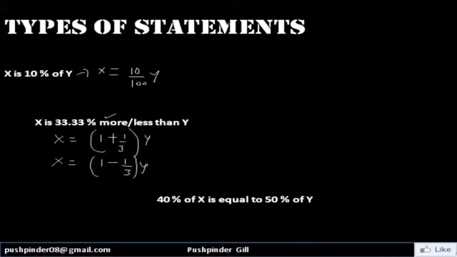If someone says 40% of X is equal to 50% of Y, now 40% of X is equivalent to 2 by 5 of X, is equal to 50%, which is equivalent to 1 by 2 of Y, right? So this is how you can solve these questions. These are the three types of statements which are very crucial. You need to understand them. You can watch this video over and over again, because I suppose I've given you enough to understand the topic, right? So let's move ahead.